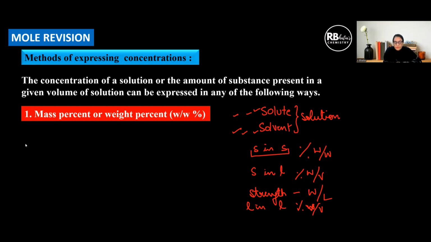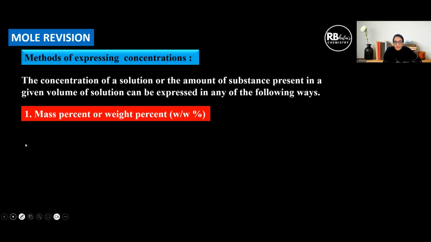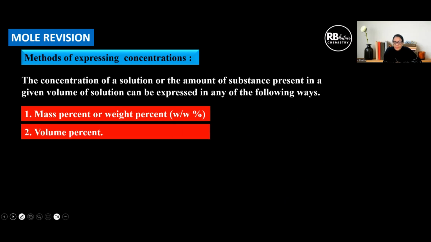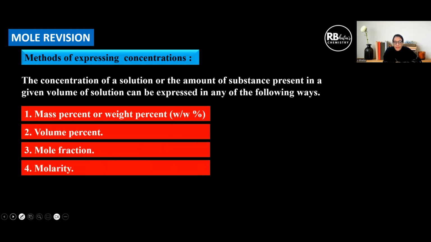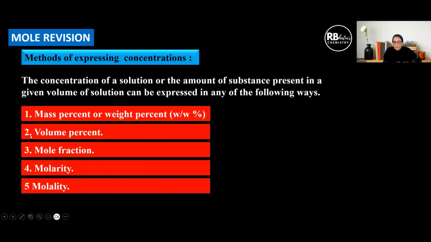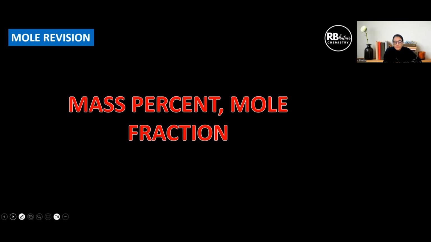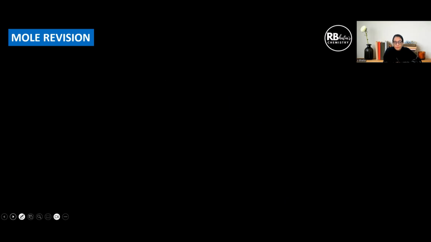We are going to start with describing the various kinds of concentration terms that we're going to deal with. We will be talking about mass percent or weight percent, volume percent, mole fraction, molarity, and molality. These are the main concentration terms which are included in your chapter 1 class 11th NCERT textbook. So I'm going to deal with each of these very quickly one by one, helping you recall. The first one is mass percent.